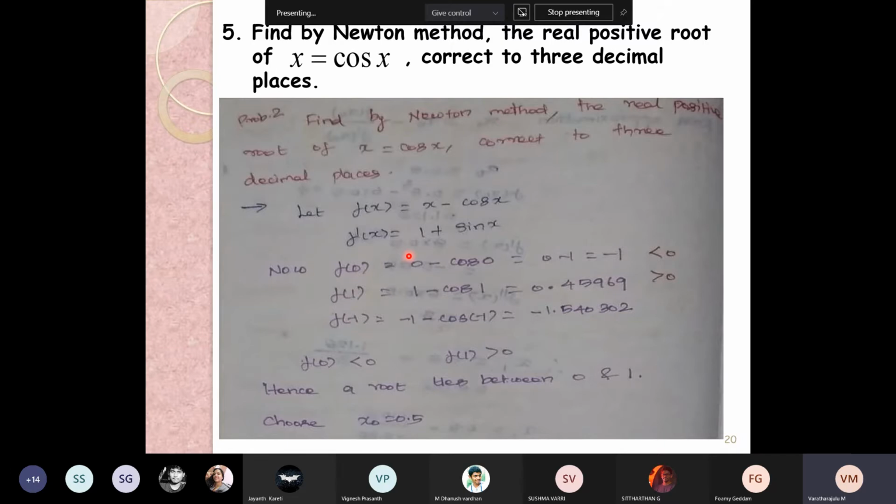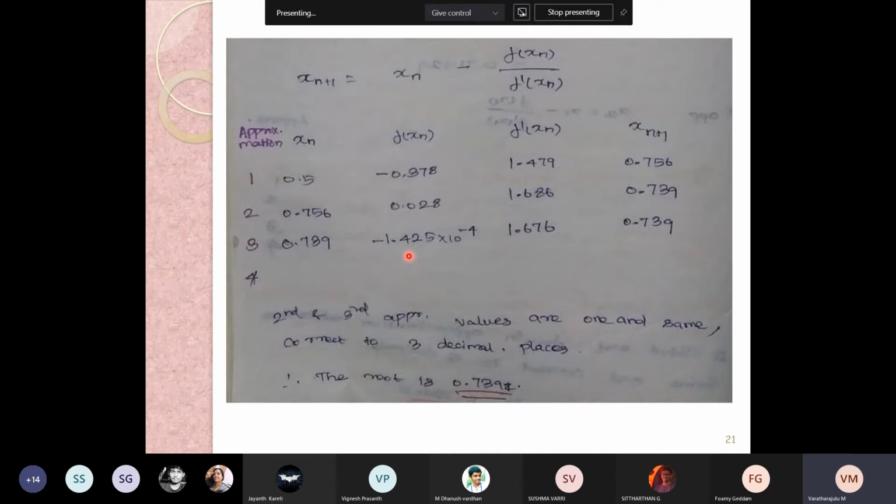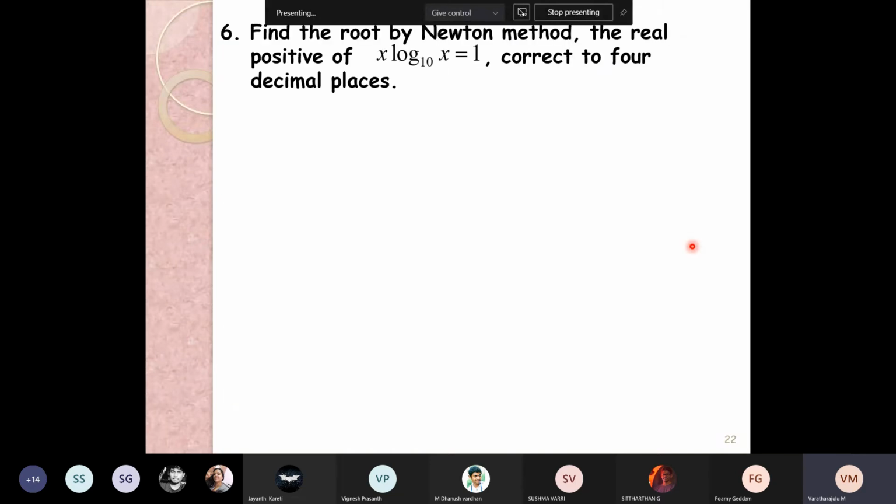You solve this problem step by step. Apply 0.5 as xn, and then find the results. Here they are concerned about 3 decimal places, so keep your decimal places as 3. During your second and third iteration you will get the same value, that is 0.739. Now my concern is problem number 6.